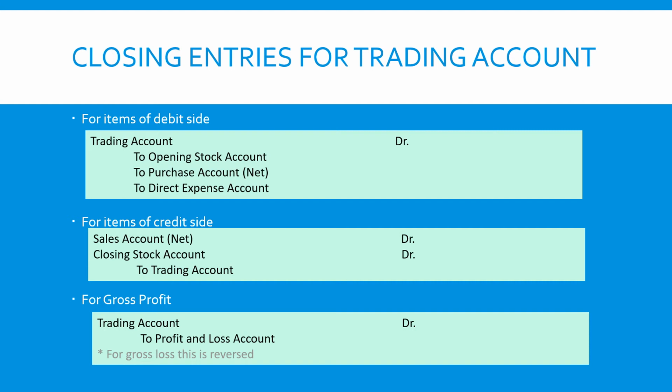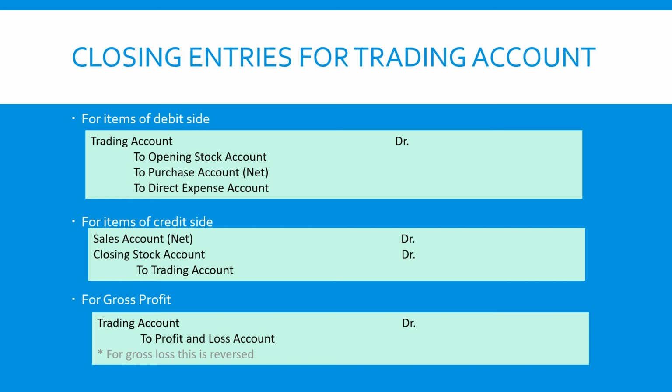Now the gross profit: the trading account is debited and the profit and loss account is credited, because as I told you, gross profit is the starting point. From there we move to the P&L account to understand the net profit, and then again we move to the balance sheet, right? So if the trading account shows a gross profit, the entry will be trading account debited to profit and loss account. But if it is the other way, if you are incurring a gross loss, then this entry will be reversed, which will be profit and loss account debited to trading account.